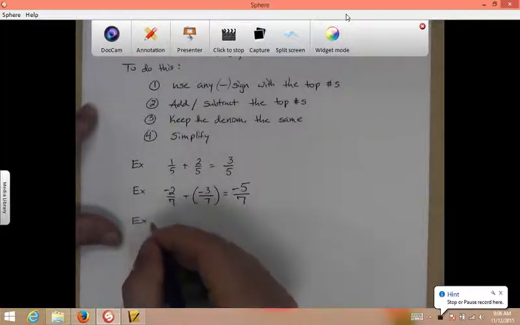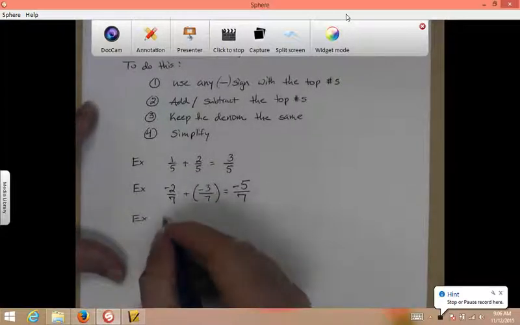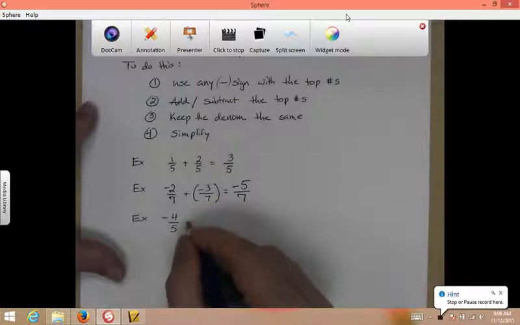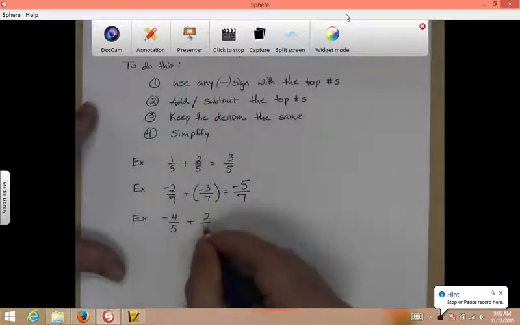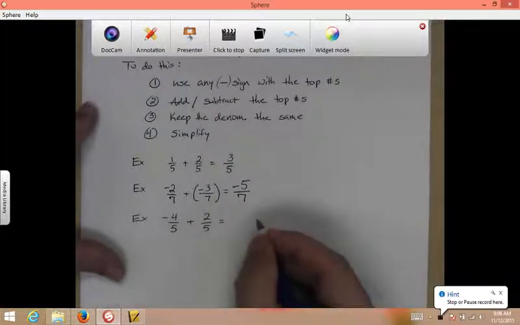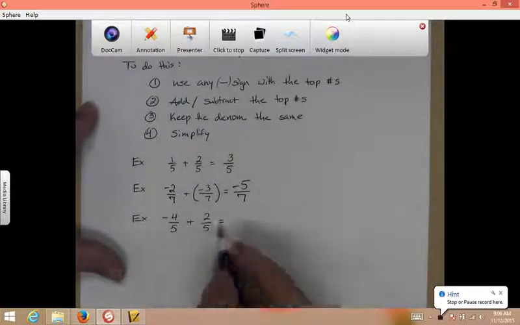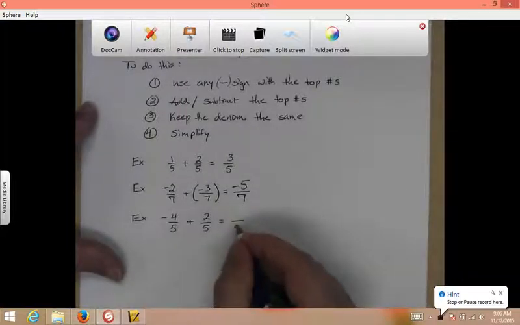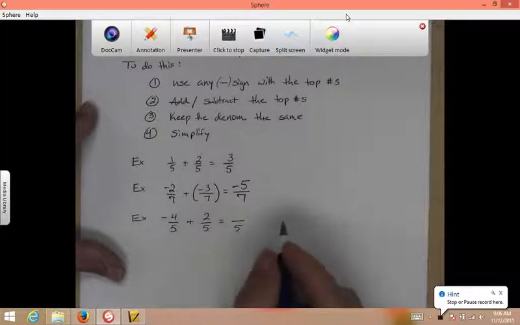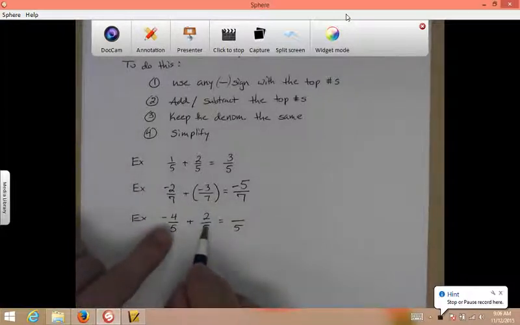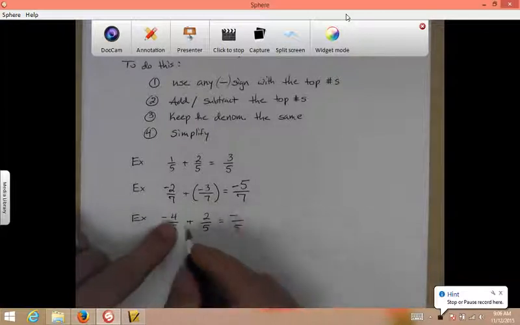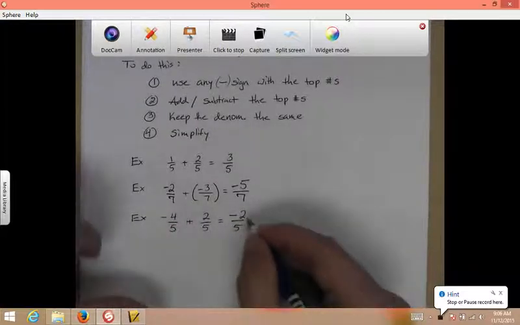Next example. -4/5 plus 2/5. We already know the denominator is going to be 5. I'm adding two integers, different signs. Since the negative's bigger, or I have more negatives, I should say, than positives, I know my answer is going to be negative. Difference between 4 and 2 is 2.